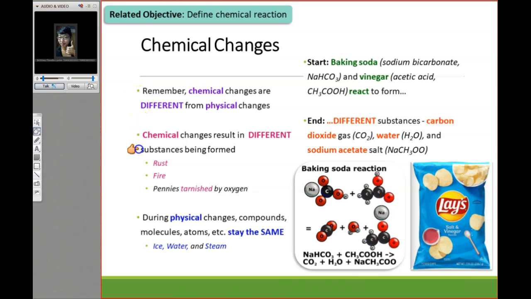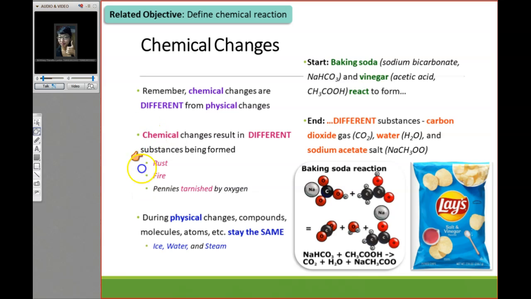So chemical changes means that different substances are being formed, like rust takes iron and oxygen and creates a totally different substance, rust, which is iron oxide. Fire takes a material and oxygen and then creates water and carbon dioxide and heat, totally different substances. Same thing, pennies being tarnished by oxygen takes copper, and that copper is then changed into a different chemical.